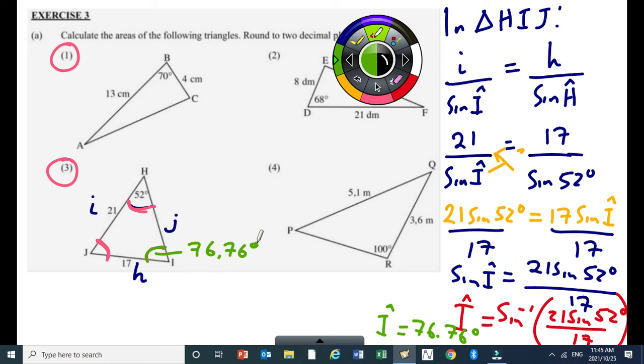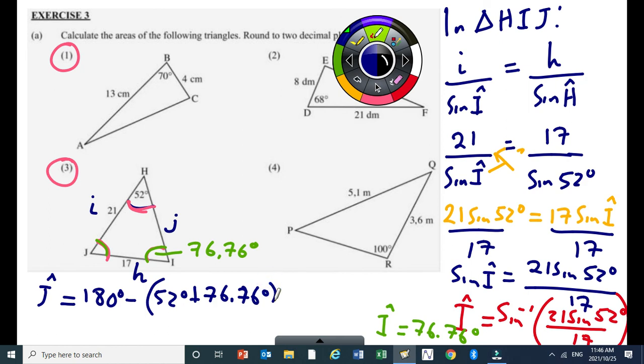Alright, then, since I made the decision that I'm going to calculate angle J, I'm going to calculate it. When I calculate it, then I can calculate the area. So I'll just write here, angle J is equal to 180 degrees minus 52 degrees plus 76 degrees, which is 51,24 degrees.